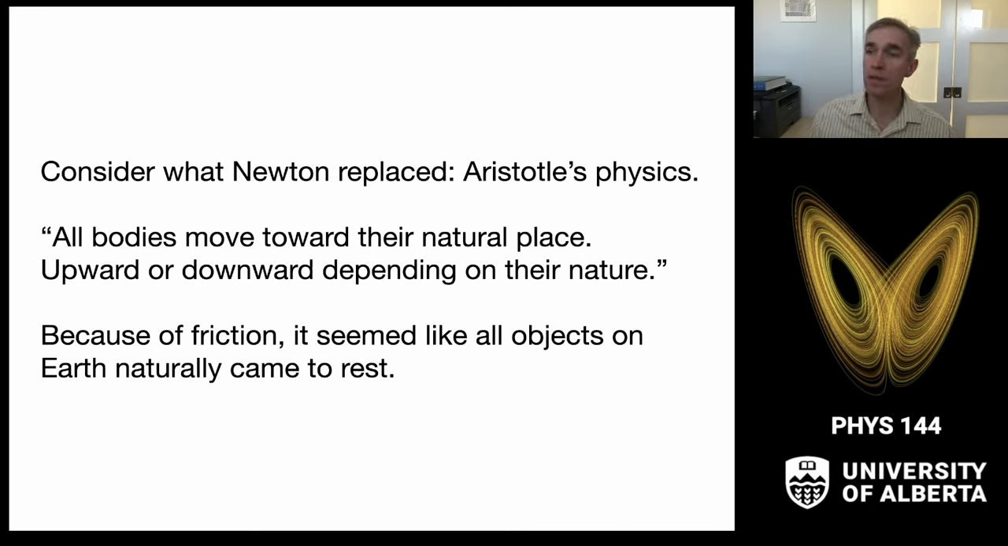Okay, so Newton's laws may seem obvious to you, but you have to understand where they were coming from. Newton replaced Aristotelian physics, and a tenet that described motion under Aristotle's physics is that all bodies move to their natural space, upward or downward, depending on their nature. This is kind of weird. It's certainly not mathematical, and it doesn't make a lot of deep predictions, but it's the way that people described the universe. And really, it's just because there's friction and drag, and it seemed like all objects on Earth would naturally come to rest over time, because that's what was observed.